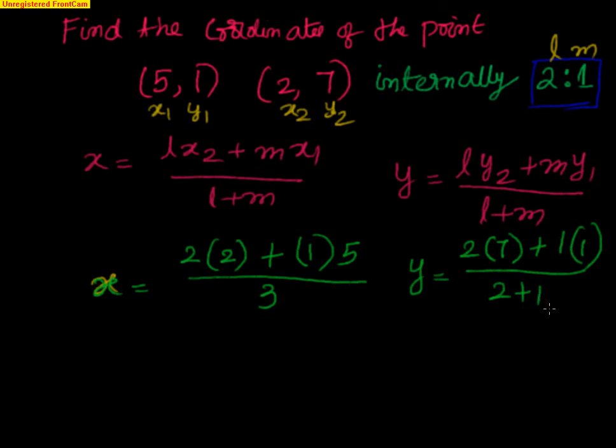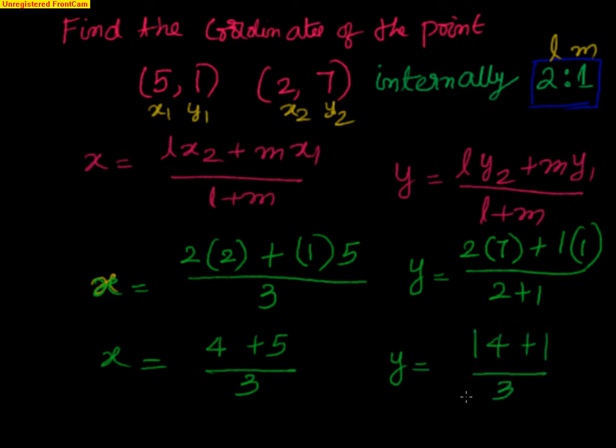I'll write it for you. That's 3. So this simplifies. 2 2s are 4 plus 1 is 5, divided by 3. And y equal to 2 into 7, 14, plus 1, divided by 3. This simplifies to 9 by 3 equal to 3. This simplifies to 15 by 3 equal to 5. So the coordinates of the point are 3 comma 5.